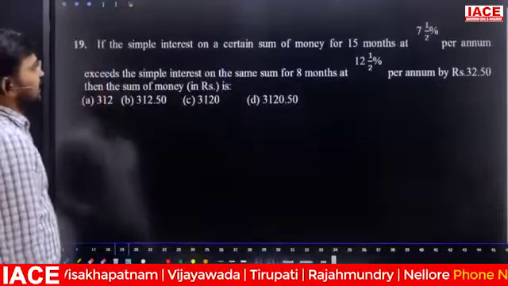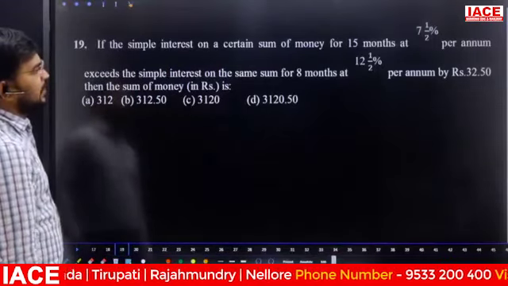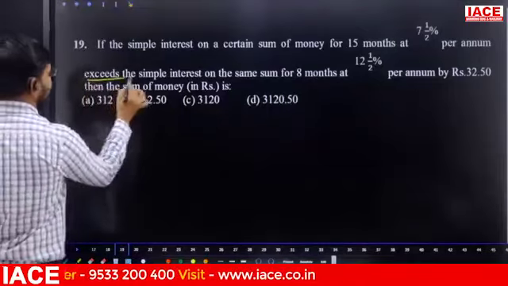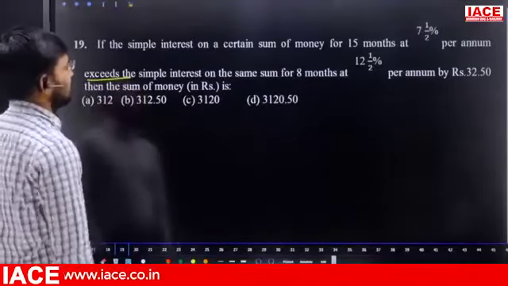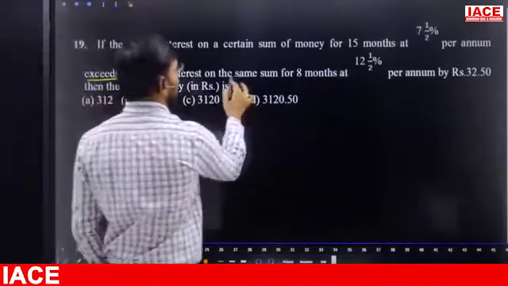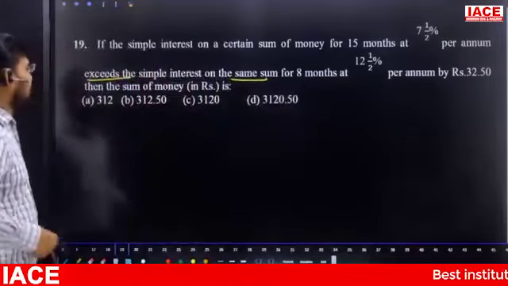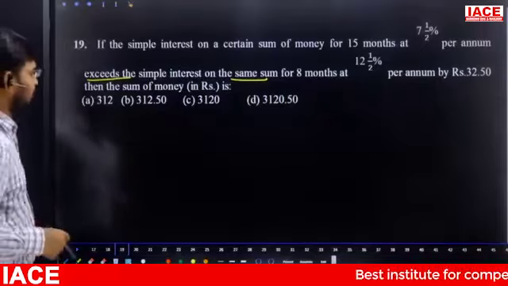If the simple interest on a certain sum of money for 15 months at 7.5% per annum exceeds the simple interest on the same sum for 8 months at 12.5% per annum by 32.50, then find the sum of money.